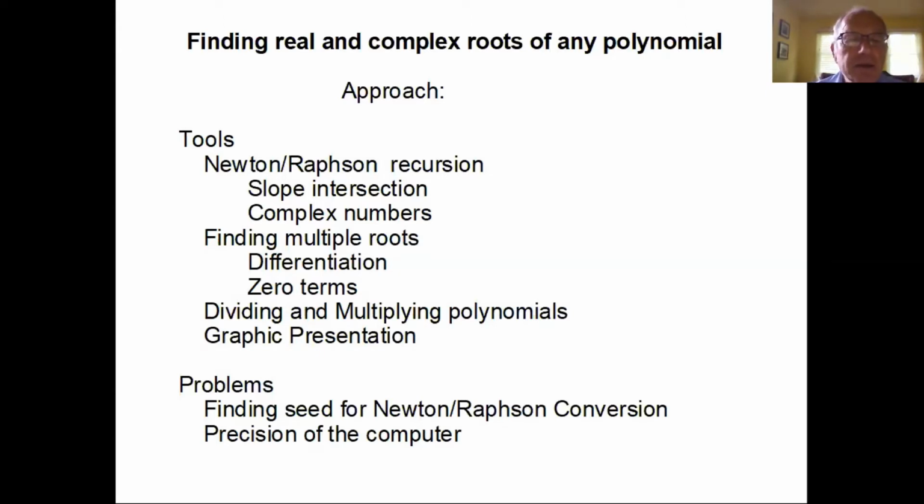Our approach would be first to show you the tools that we'll be using, starting off with the Newton Raphson recursion technique, explaining the slope intersection concept, and then how we adapt it to complex numbers. We then will talk about the problems of finding multiple roots, how differentiation will help us solve that problem, and what to do about zero terms in our polynomial. We also talk about dividing and multiplying polynomials, and we will use graphic presentation to show our results. The problems that we found were finding the right seed for the Newton Raphson convergence and the precision of the computer.